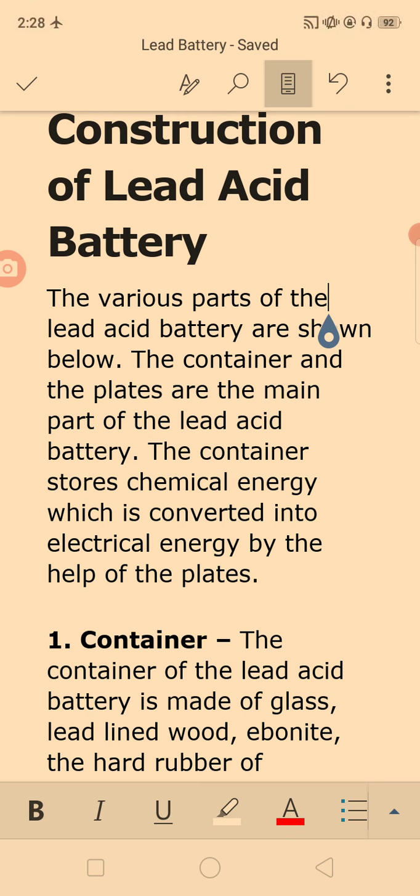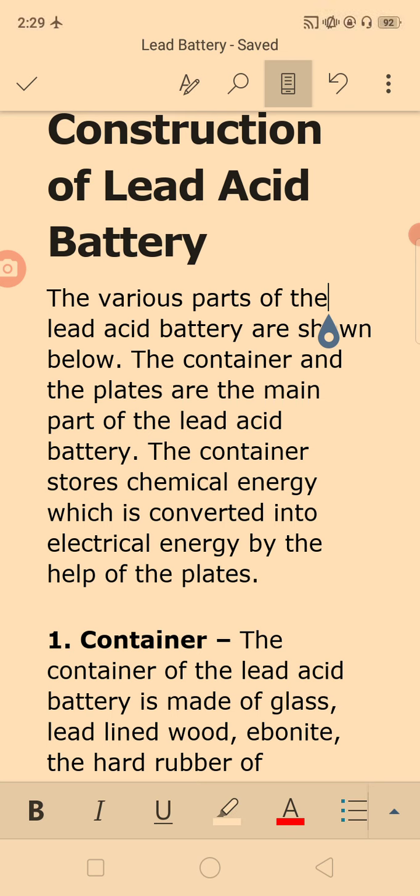Dear student of the first year, let us start the article of chapter 10 Electrochemistry, lead accumulator. Student, lead accumulator is also known as car battery. Batteries are generally classified into two categories. Number one, they are known as primary battery.